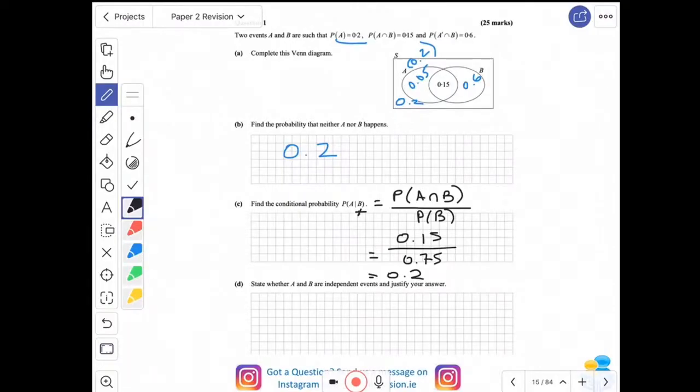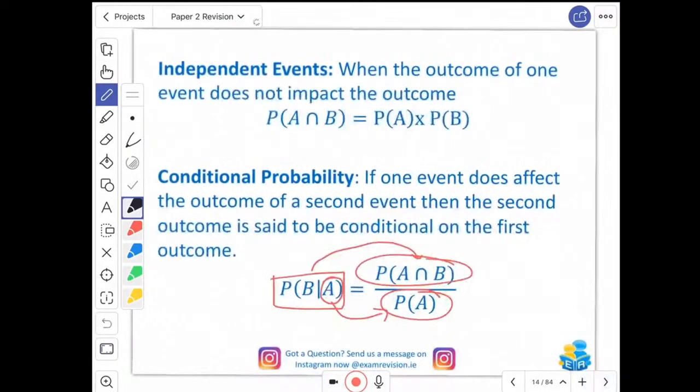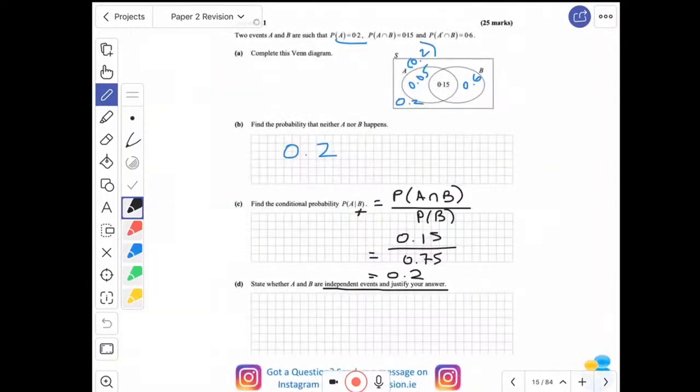So for independent events, if I go back to what we looked at a second ago, we said that the intersection is equal to the probability of A multiplied by the probability of B. So that's what we're going to do, okay? So we're going to say, right, the probability of A is equal to 0.2, and the probability of B is equal to 0.75. So we're going to multiply them by each other.